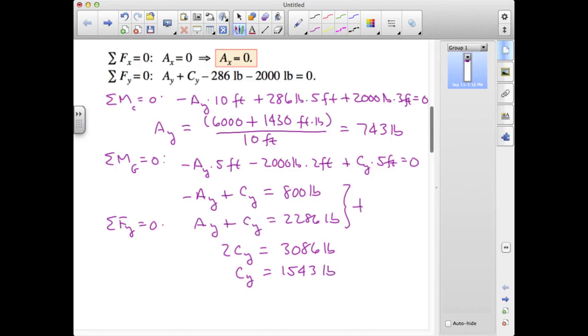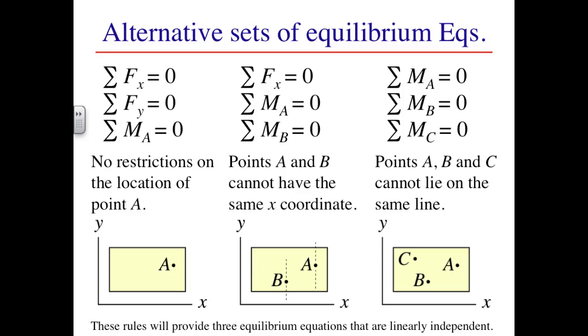All this is a way of saying that in taking moments, you should look for a point that maximizes the simplicity of the resulting equation, making it easier to solve for what you don't know. Sometimes we can use different sets of equations to impose static equilibrium. The most physical of these three sets is the first one, the one on the left, as it corresponds to imposing translational and rotational equilibrium.